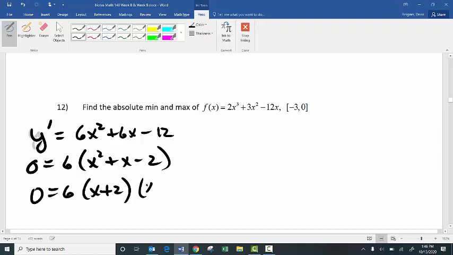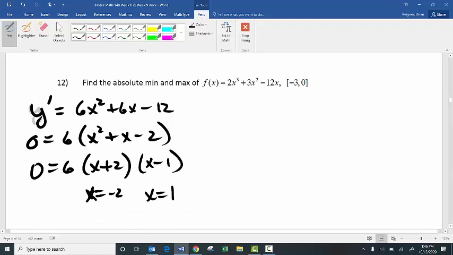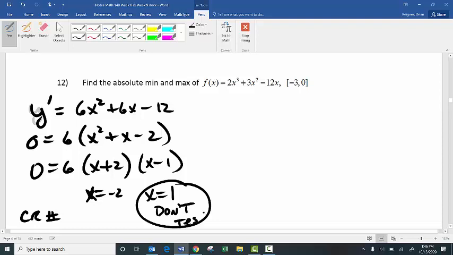All right, so this one we're going to get two critical numbers, it looks like. So we're going to have one at -2 and one at 1. So now remember, be careful. You want to check to make sure that the critical numbers are in this interval. So this one here isn't in your interval. So you don't want to test this one. Don't test this one. It's not in your interval.